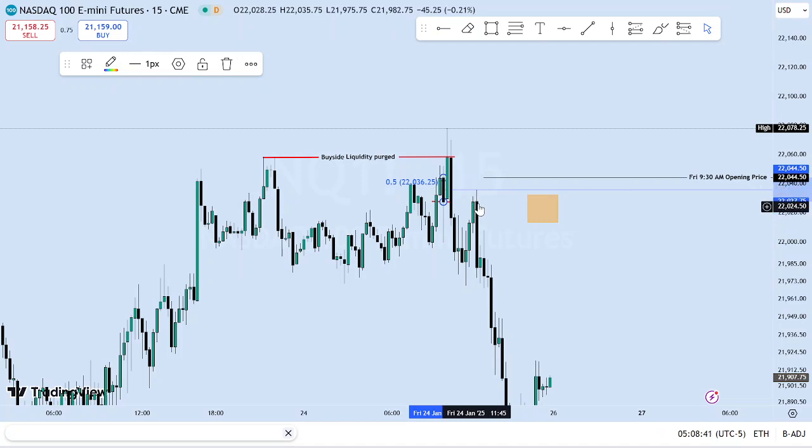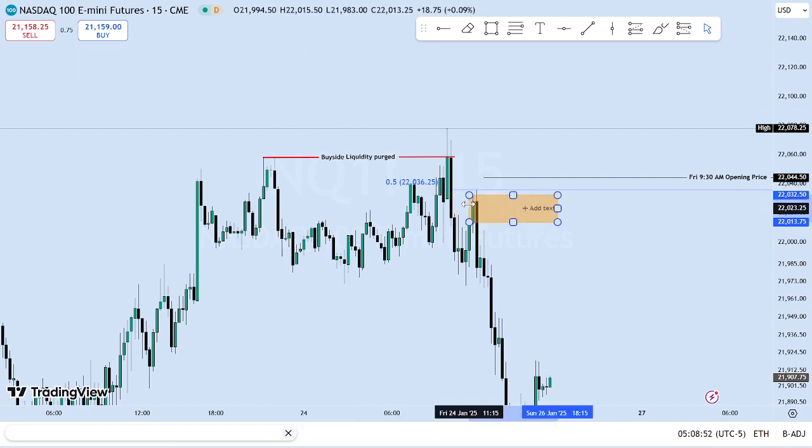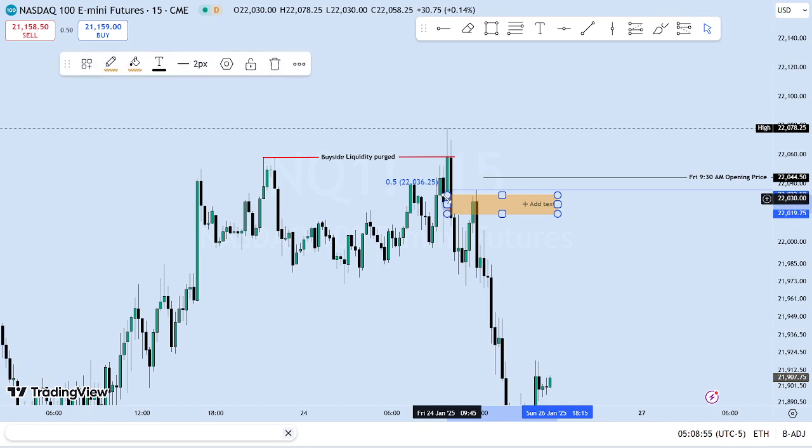At what time of the day? 11:45. The displacement candle is the 10 o'clock candle, then created a fair value gap. After a displacement, is there any fair value gap? Yes, there is a fair value gap.